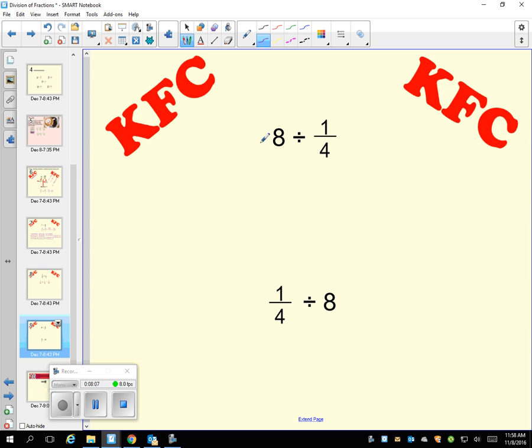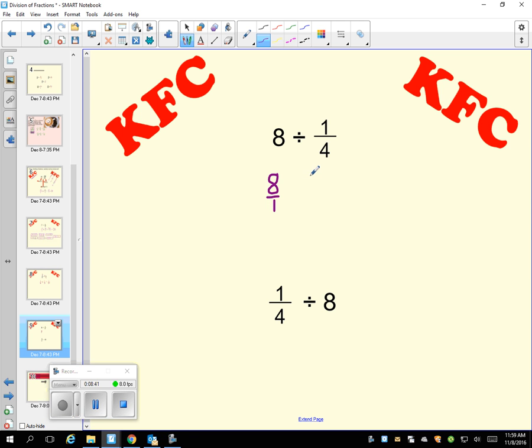I would like for you to do both of these on your own, and they will not have the same answers. They are not the same problem. So do both of these on your own in your journal. Pause the video. In this problem, I have 8 wholes split into fourths. This one, I have 1/4 split into 8 pieces. So I'm going to get 2 completely different answers because these are completely different problems.